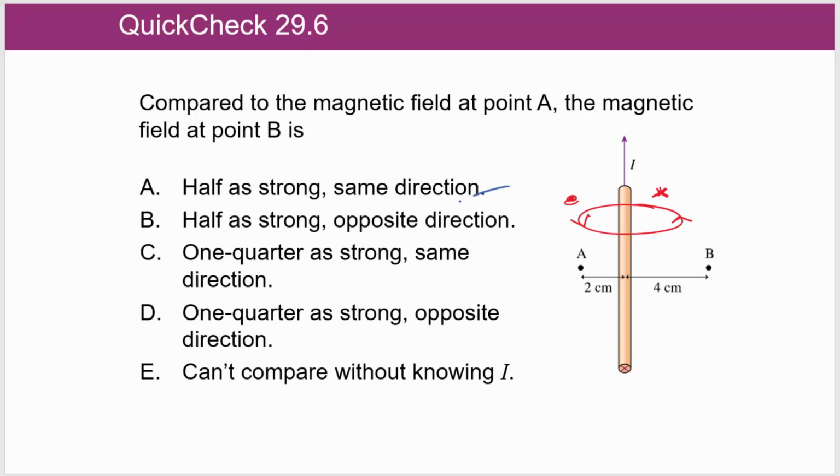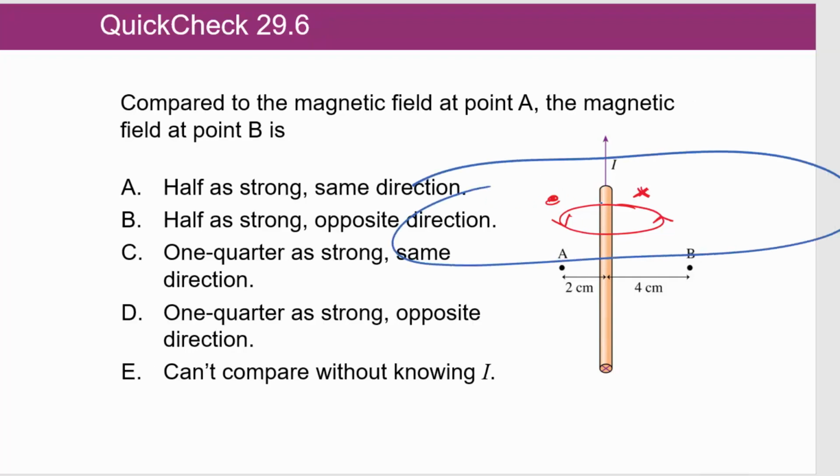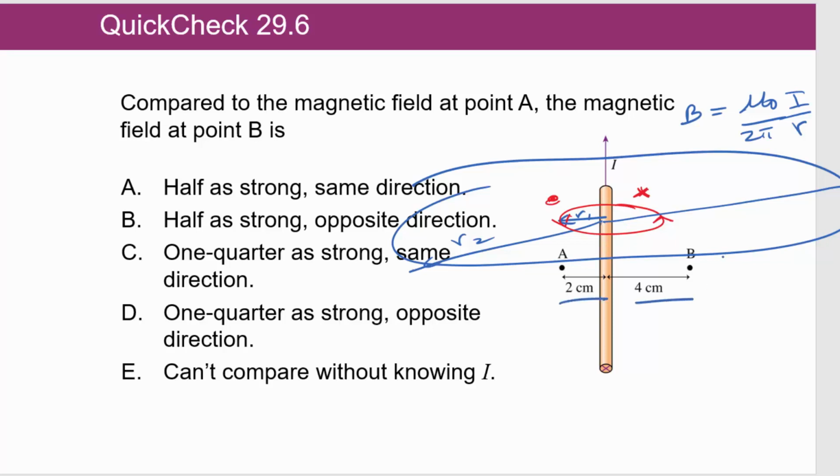The further you go, we know that the magnetic field decreases. If this is R1, this is R2, the magnetic field for a straight line is mu sub 0 over 2 pi I over R. So as we go out, as R increases, the magnetic field decreases. So if this is 2 centimeters and 4 centimeters, therefore the magnetic field will be twice as small, right? Because we are doubling the distance. We fall off as 1 over R.